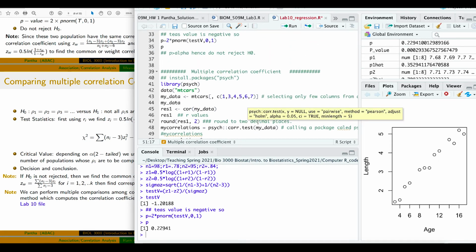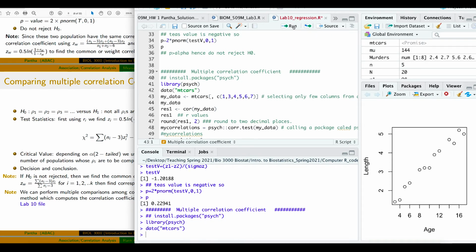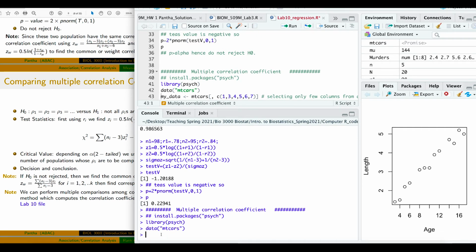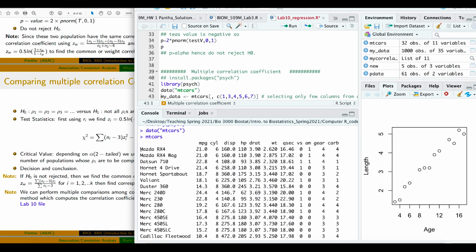To run this multiple correlation coefficient, you need to install a package called psych, P-S-Y-C-H. I think I have installed that already, so I will just run the library here. Now the data is mtcars. What type of data is that? You may not know that, so let me look. See, it has many types of cars and models.